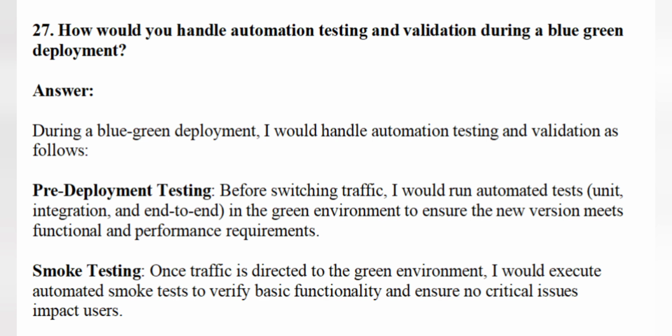The next question is, how would you handle automation testing and validation during blue-green deployment? You can answer to this question as, during a blue-green deployment, I would handle automation testing and validation as follows. First point is pre-deployment testing. Before switching the traffic, I would run automated tests, for example, unit, integration, and end-to-end in the green environment to ensure the new version meets functional and performance requirements.